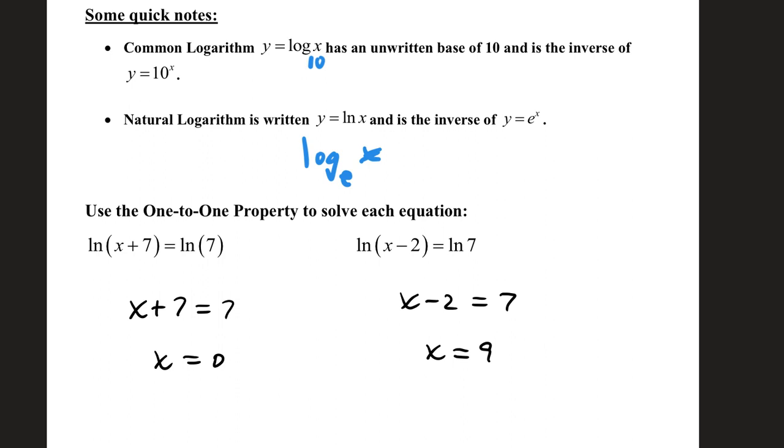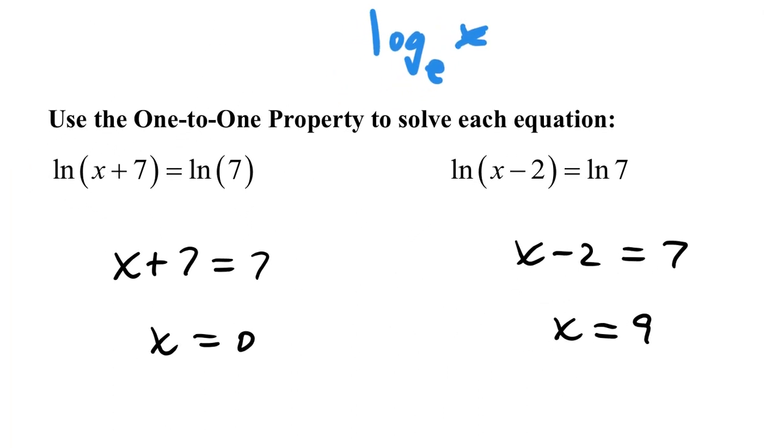The one-to-one property applies to natural logarithms just as much as it does to any other logarithm, whether it's common or a base of 3 or 5 or whatever number you wanted to sub in. Use the one-to-one property to solve each equation. In our first example, natural log of x plus 7 equals natural log of 7. Same logarithm, x plus 7 has to equal 7, and that's true when x equals 0. Natural log of x minus 2 equals 7 when x minus 2 equals 7, and that's true when x equals 9.